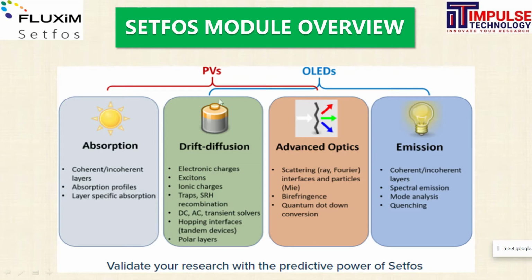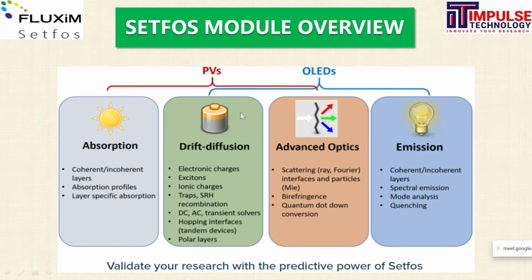So this software comes with 4 modules. The first one is called absorption. Absorption is basically for optical property calculations and defining the sun spectrum. Sun spectrum in the sense of how your device will operate under light conditions. In that case, this absorption module is required under light conditions for optical property calculations.